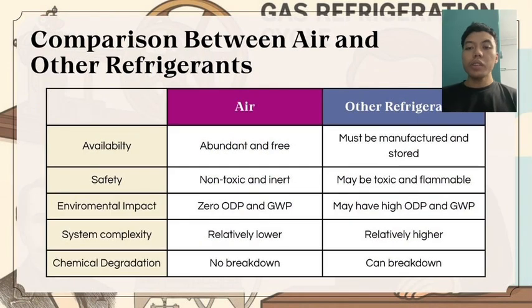This side-by-side table sums it up. Air wins over other refrigerants on availability, safety, environmental impact, and chemical degradation. These properties of air make it ideal to be used as the working fluid in the refrigeration cycle.